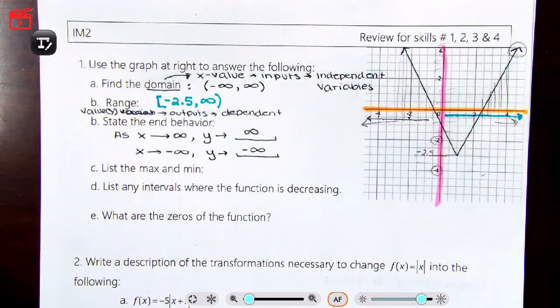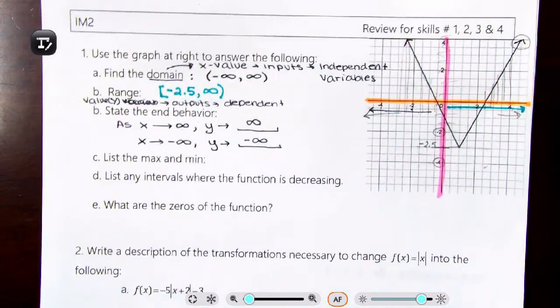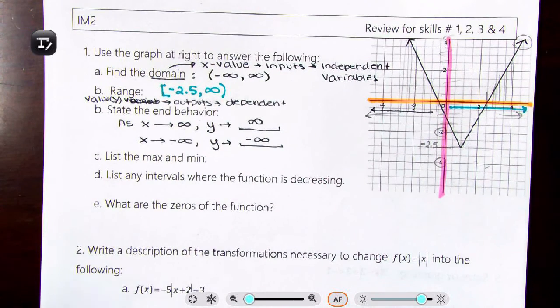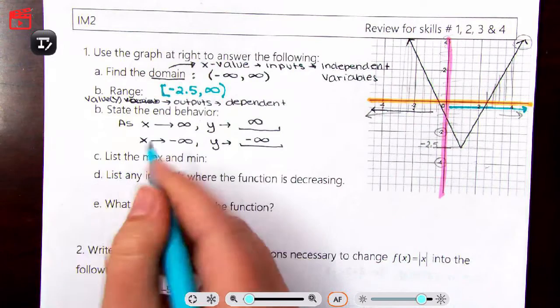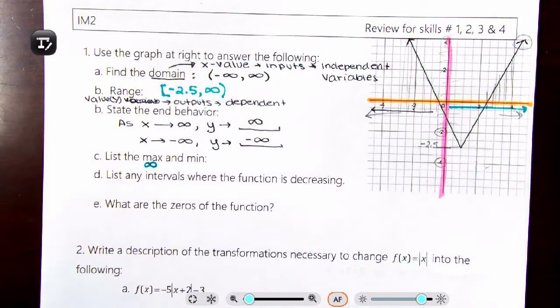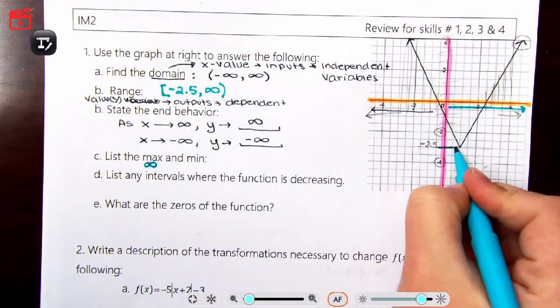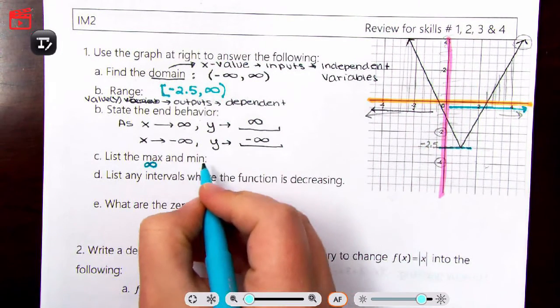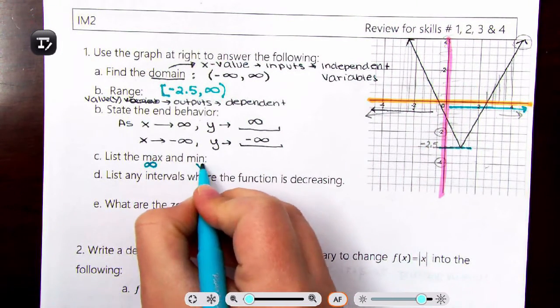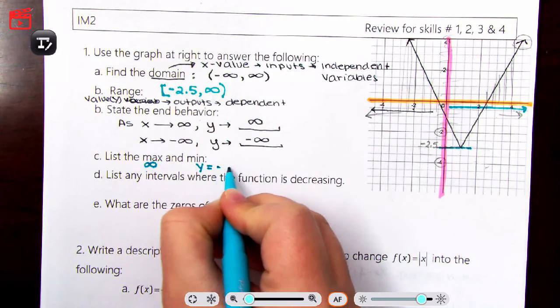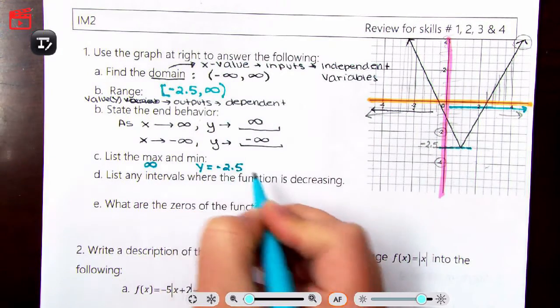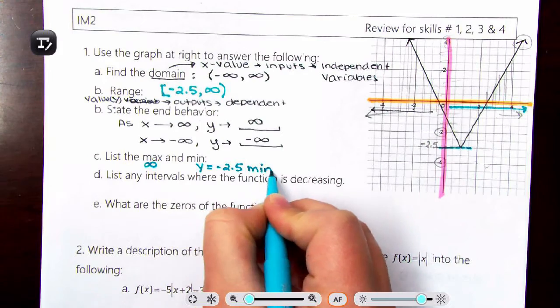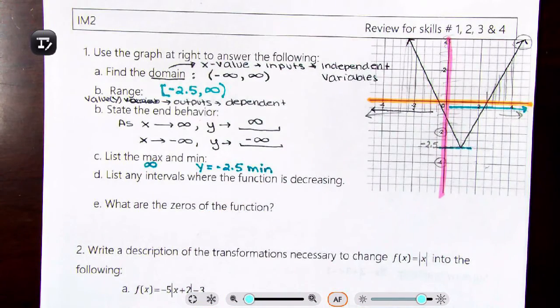That's our end behavior. List the maximum and the min. Well, the maximum, we said, it goes all the way up to infinity. So the max is infinity, positive infinity. And what's the minimum value? Well, the minimum value is this value that we already said, which is negative 2.5. So y is equal to negative 2.5 as our min value, our smallest value.